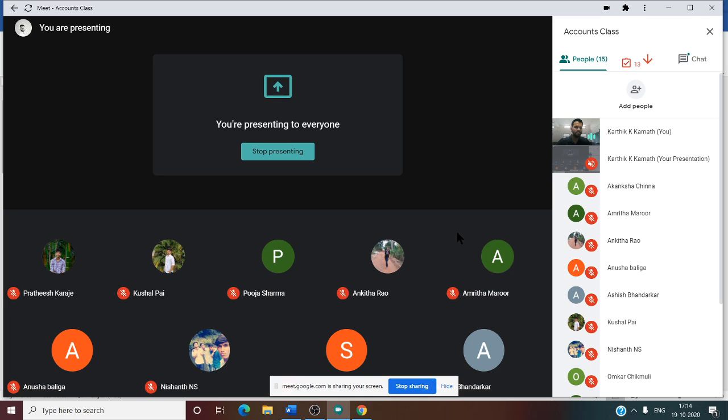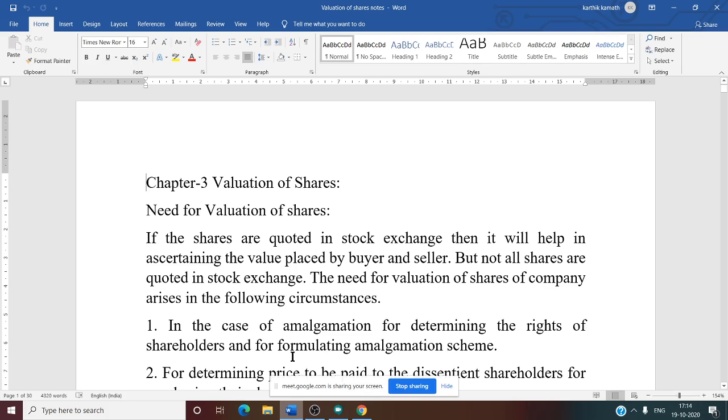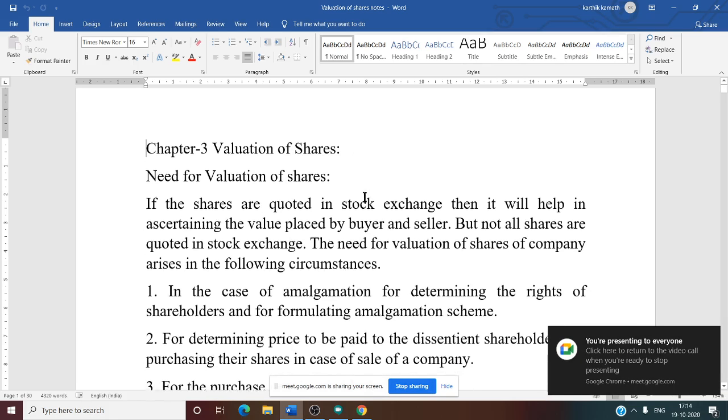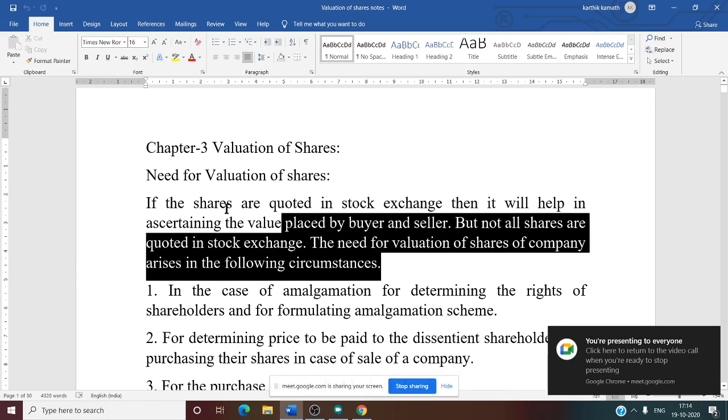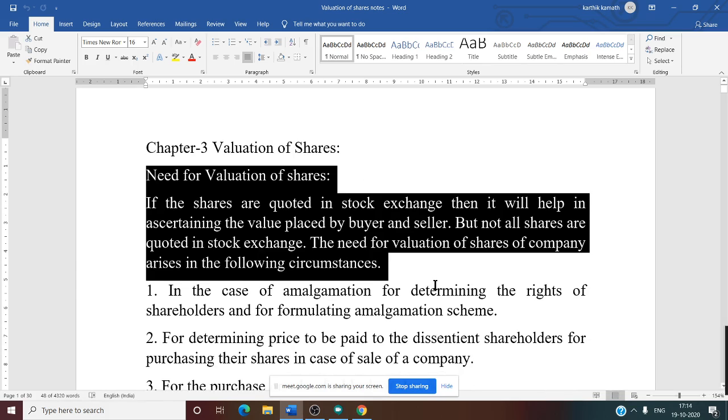Before solving the problem, it is very important that you should know the formulas and the format, how you are going to solve the problem. That is also very important. So now we need to discuss the meaning. See this valuation of share. Why is valuation of share needed? If the shares are quoted in a stock exchange, then it will help in ascertaining the value by the buyer and seller. But not all shares are quoted in a stock exchange.